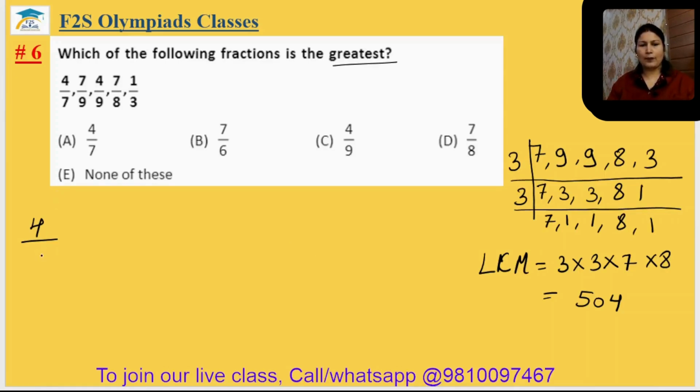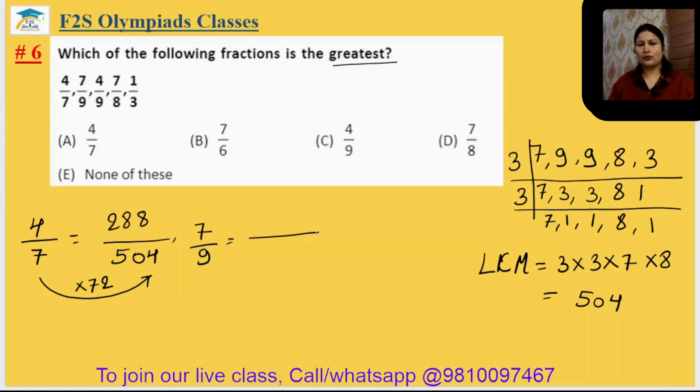So 4 by 7 equal to 504. 504 means multiply by 72. Okay? So 4 2s are 8, 28, 288. Now 7 by 9 equal to 504. It means 9 is multiplied with 56. So 56 multiplied by 7, you will get 392.